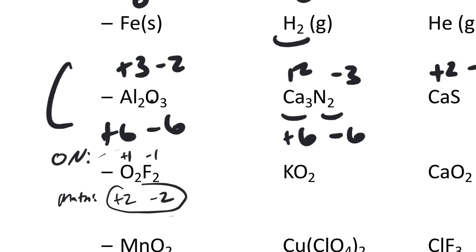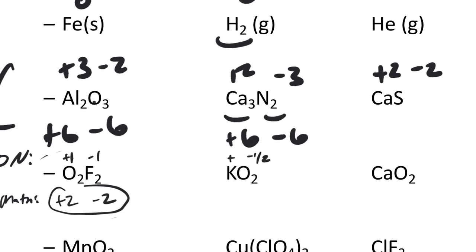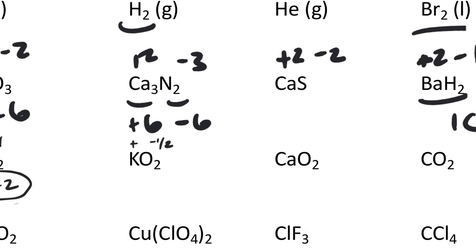KO2, we did this one earlier. This is the -0.5. CaO2. Now again, we know calcium's a +2, so then we can deduce that this is the peroxide, the O2 with a -2 overall. -2 divided by 2 is -1 per O. So the oxidation number of O in CaO2 would be -1.